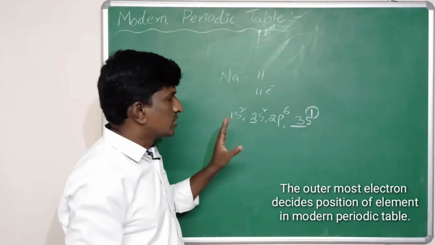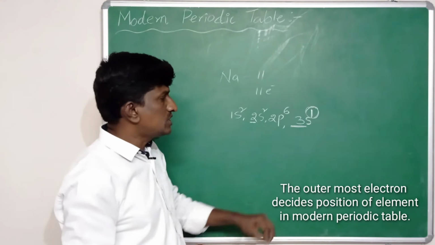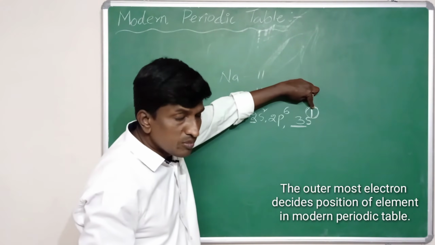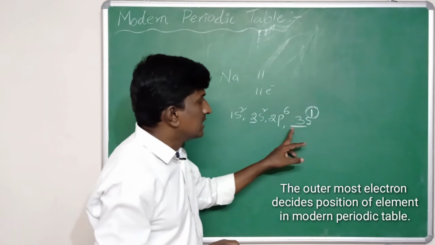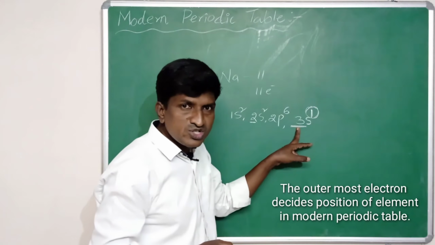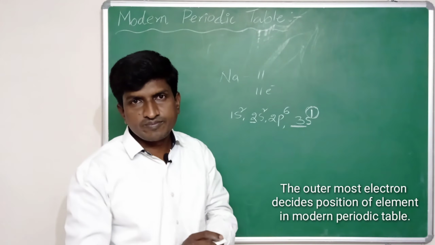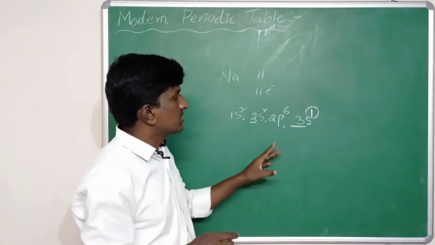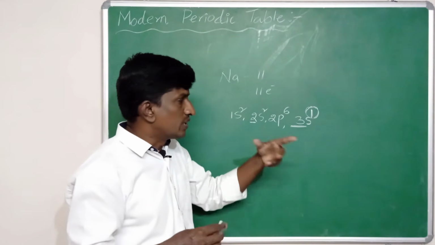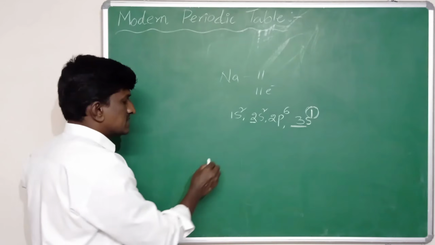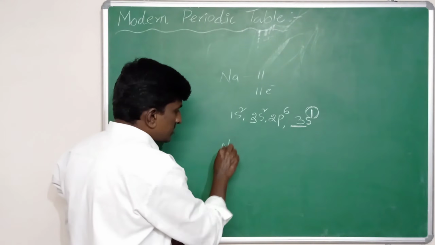So the orbital into which the outermost electron has filled decides its group, and that outermost shell decides its period. So here sodium belongs to third period and first group. Let us take one more example. Let us take nitrogen.